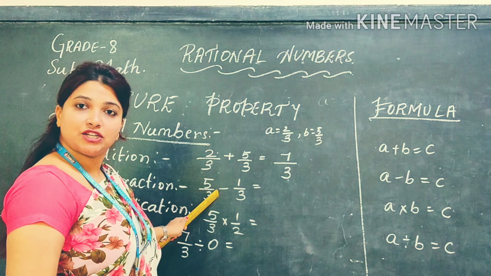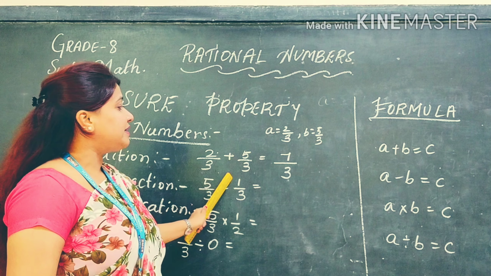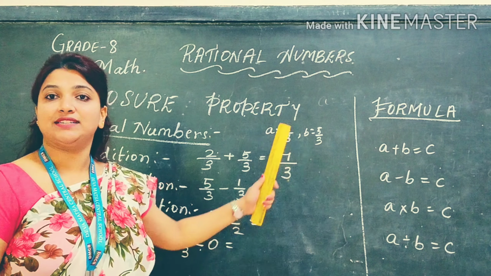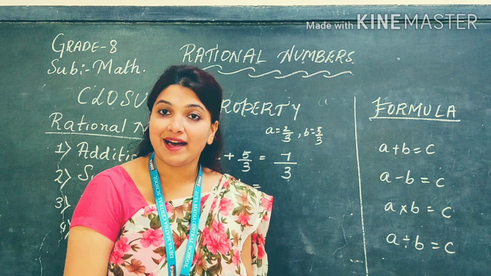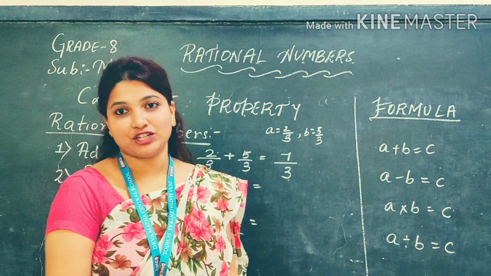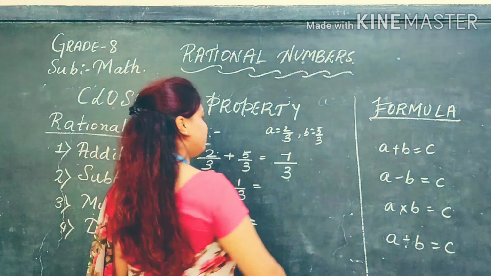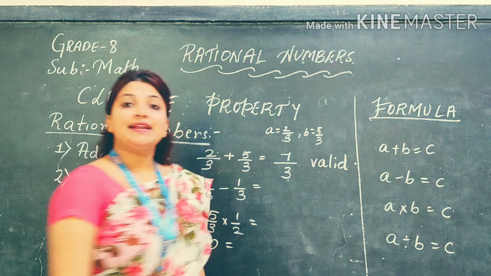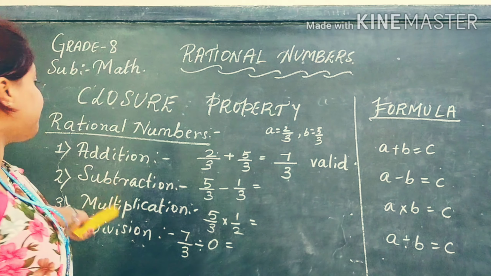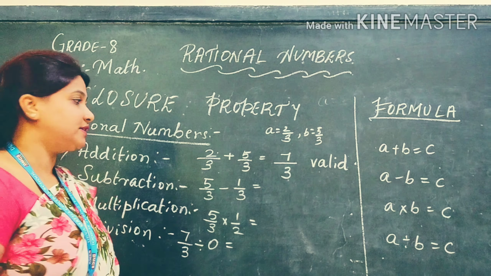So 2 by 3 is a rational number. When I add 5 by 3, I again get a rational number, that is 7 by 3. So therefore, closure property is valid for addition of rational numbers. So therefore, this is valid. Okay. Now let me see for subtraction of rational numbers.